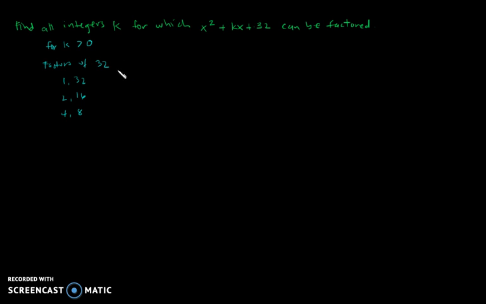Okay, so get the sum. The sums here are 33, 18, and 12. As you all know, the sum is equivalent to b, or in this case equivalent to k. So that's what we're looking for. Now taking the negative of the value of b, we have here k less than 0.